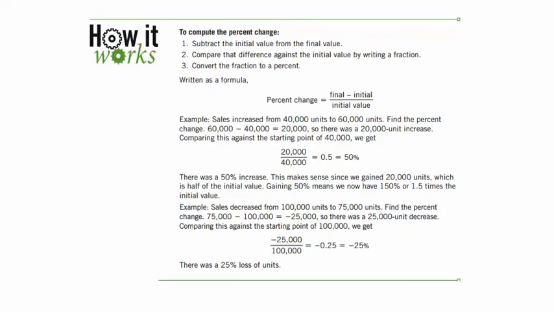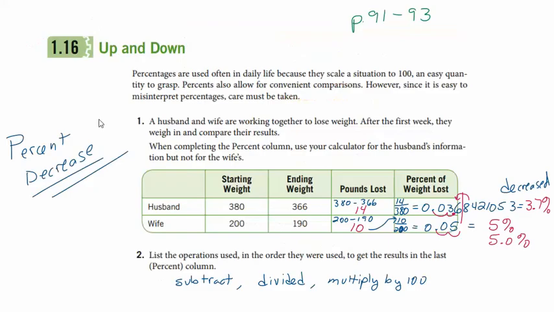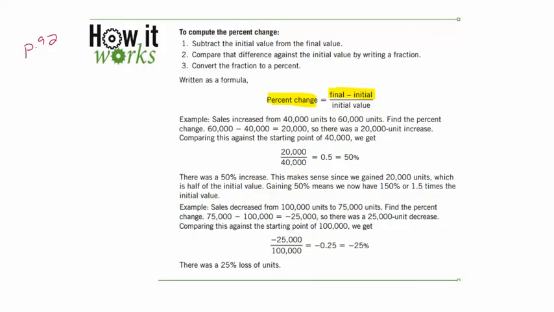So on page 92, this kind of sums up the formula of what we've been doing. To find the percent change, you're going to do the subtraction, like we did when we subtracted the weights in the very first problem with the husband and the wife. And then we divided by the starting weight. That's what this formula says right here. You're going to take the final weight, subtract where it started, and always divide by the starting value. Initial value means the starting value. And here's a couple examples here.